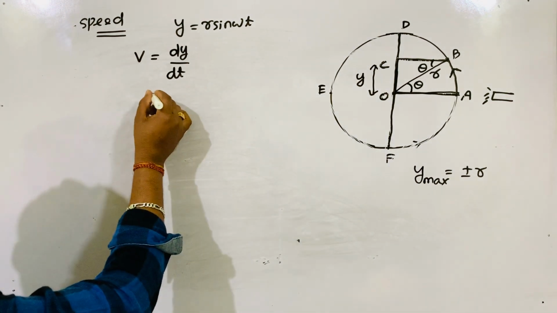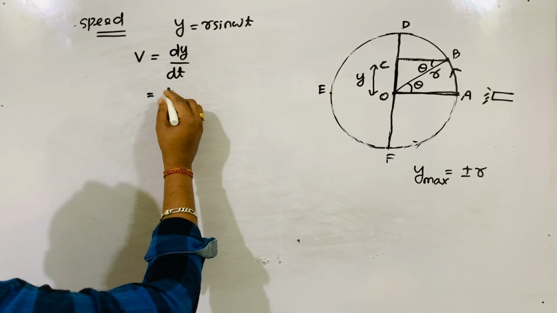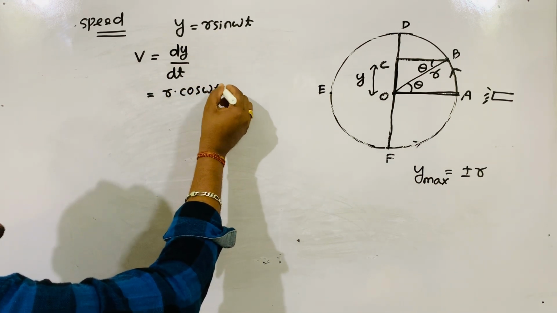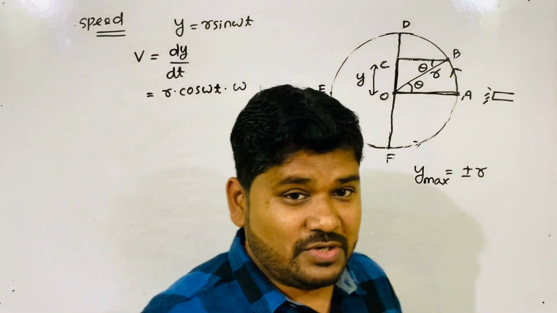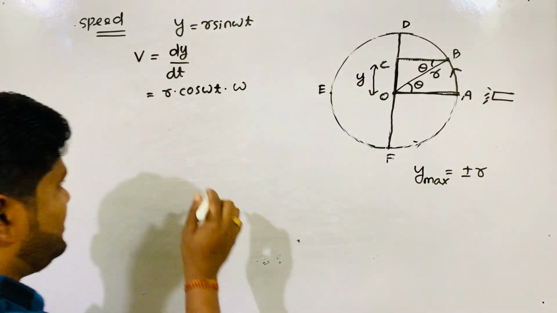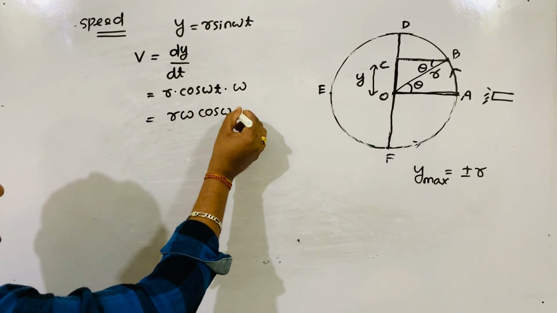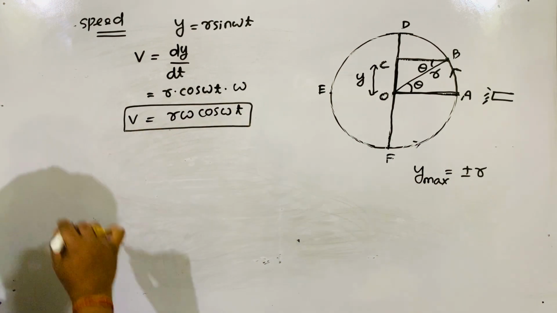Now let's do the derivative. We have already done this derivative in the previous class. This is r. The derivative of sine omega t is cos omega t, but times one omega. Why the omega, I have told you in the previous class; I don't want to repeat it here. So r omega cos omega t. This is the expression of speed or velocity.